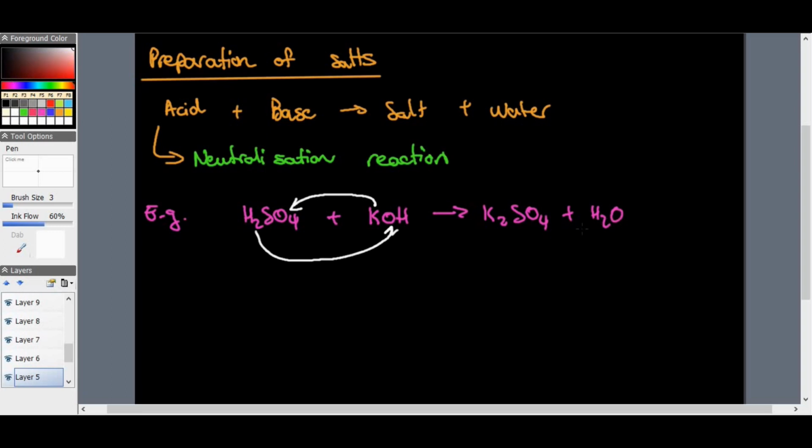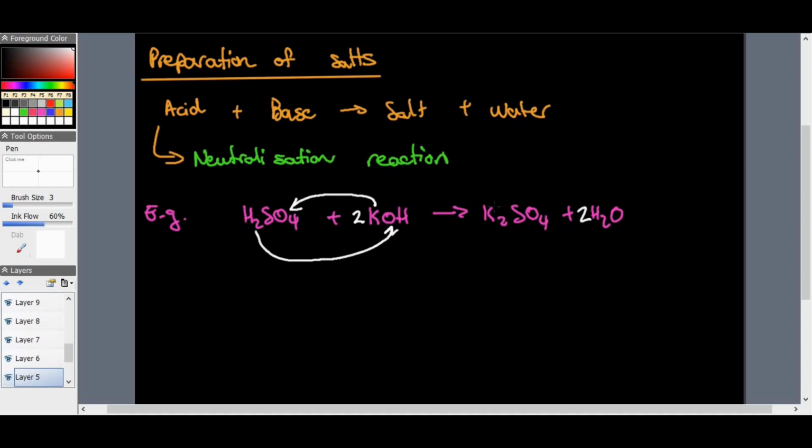Now if we balance this equation, of course we're going to need to put a 2 in front of the KOH and a 2 in front of the water here to balance out all those numbers. So we got 2 potassiums, 4 hydrogens, 4, 5, 6 oxygens, and 4, and then plus the 2, 6 oxygens as well. That's when an acid reacts with a base, and we get a salt and water in that case.